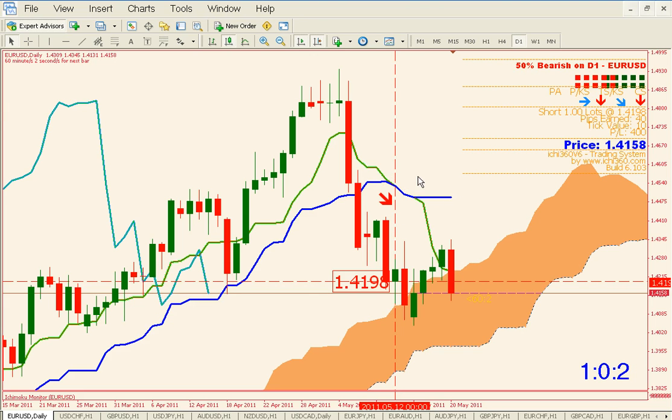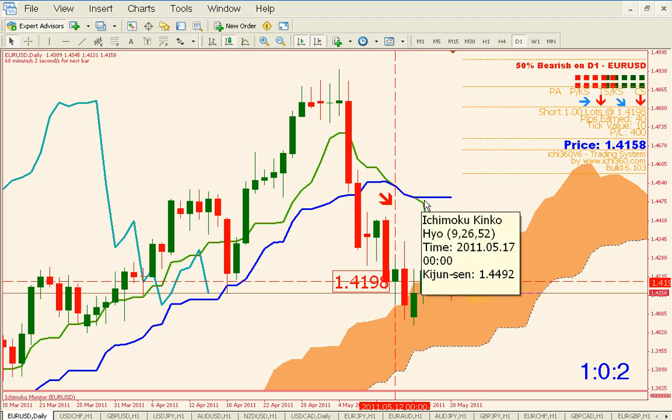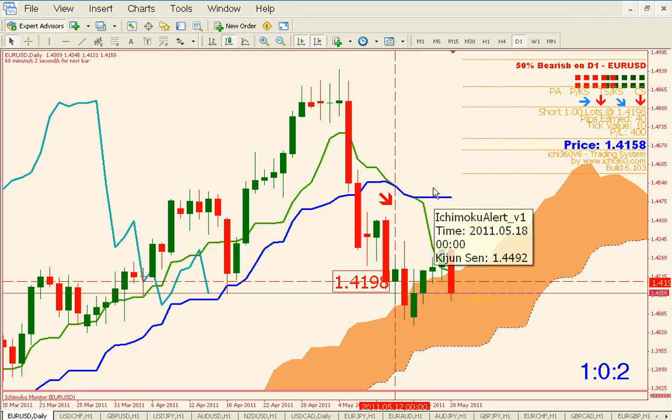But we have a TK cross right here, your Tenkan-sen and Kijun-sen cross right here, and it's a bearish cross in bullish territory. So anything bearish happening in bullish territory is weak, and it happened above the Kumo. That's why it's bullish territory. Anything below the Kumo is bearish territory. So it happened here, which makes it a weak signal.